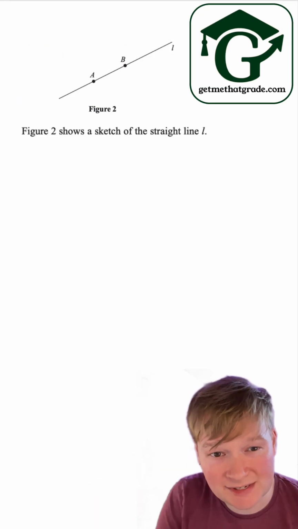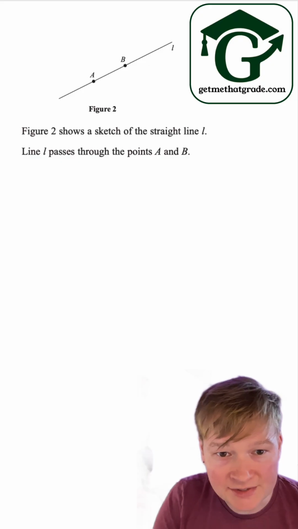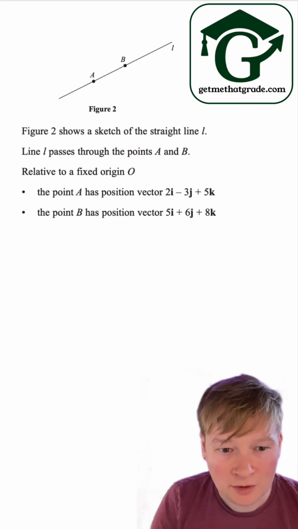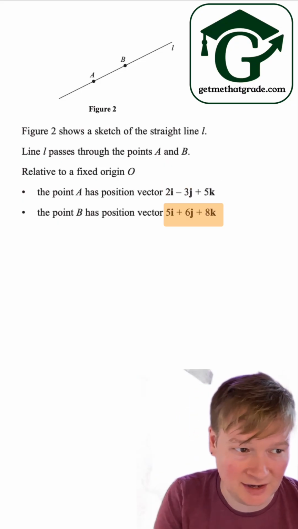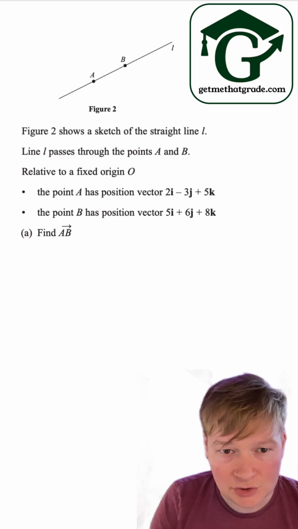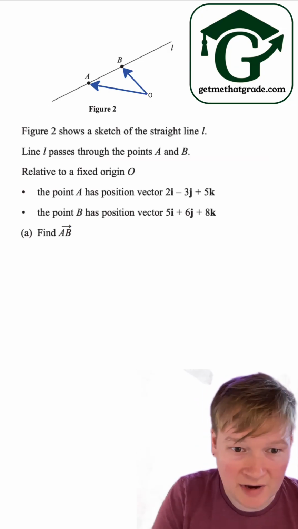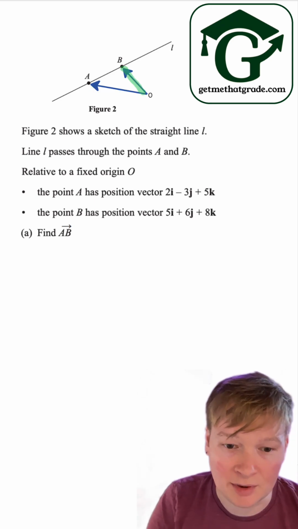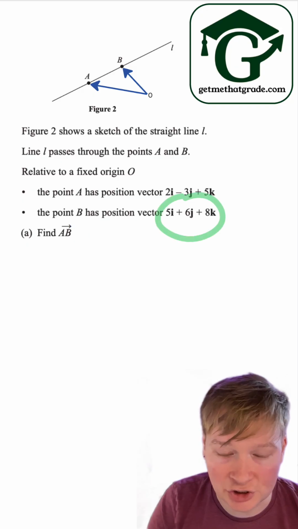Figure 2 shows a sketch of the straight line L. Well, there's the straight line L. L passes through the points A and B. Relative to a fixed origin O, the point A has position vector this, and the point B has position vector this. Let's draw on the diagram the origin and show the vectors O to A going this way and O to B going this way. Those are the position vectors that we're given in the question.